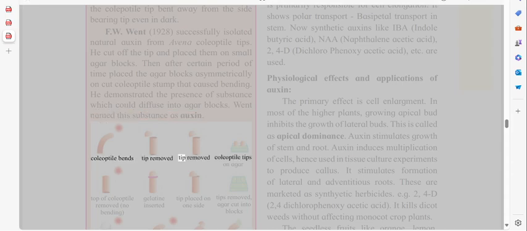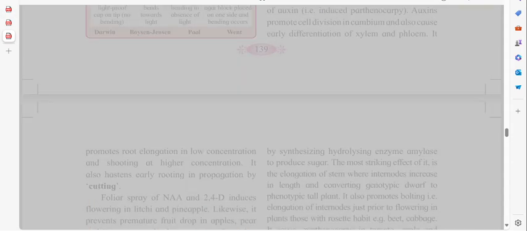Coleoptile bends; tip removed; coleoptile tips on agar. Top of coleoptile removed, no bending; gelatin inserted; tip placed on one side; tips removed, agar cut into blocks. Light-proof cap on tip, no bending; bends towards light; bending in absence of light; agar block placed on one side and bending occurs. Darwin, Boysen Jensen, Paal, Went.